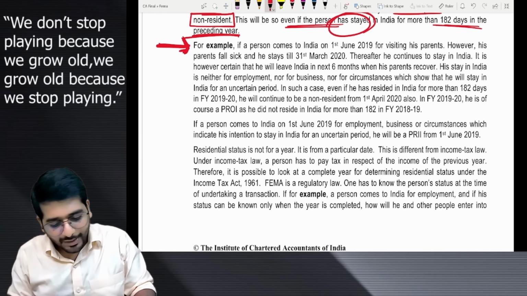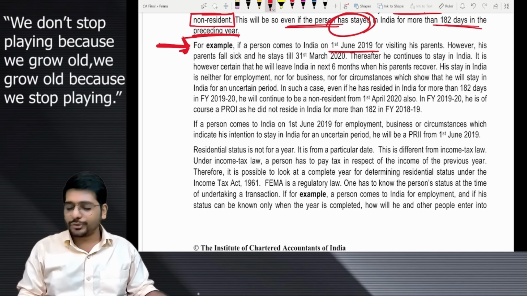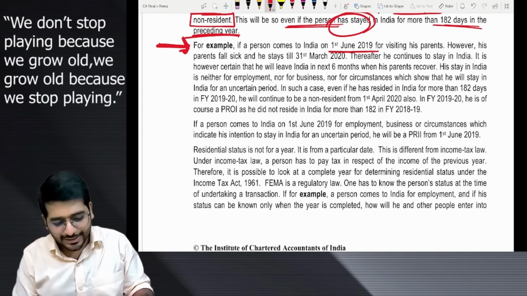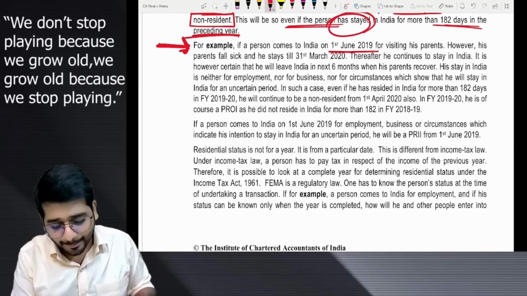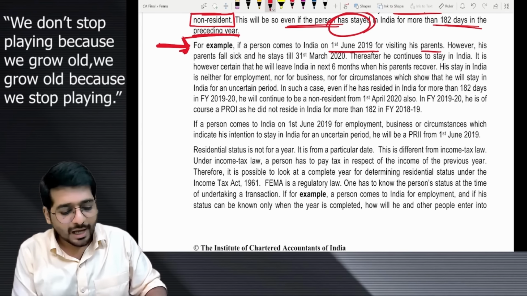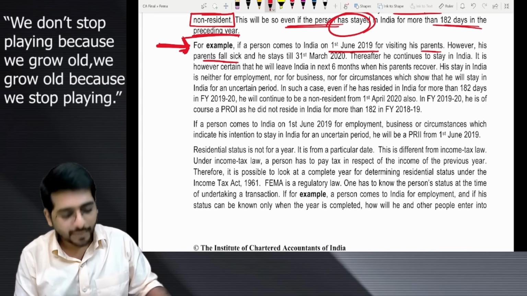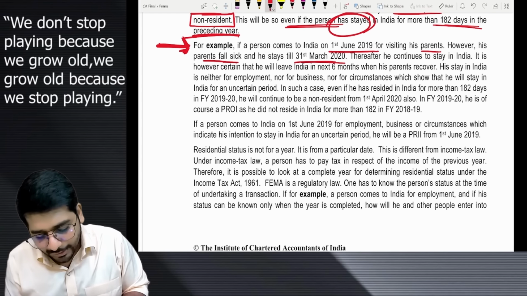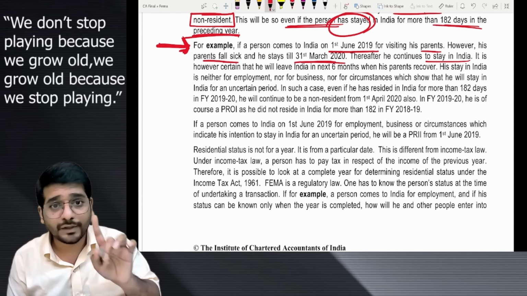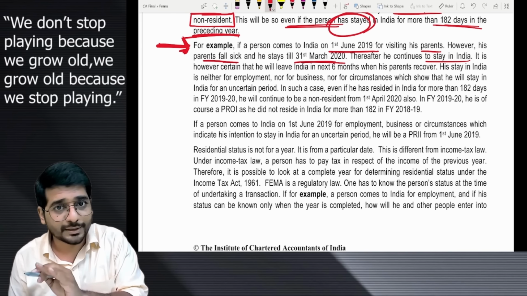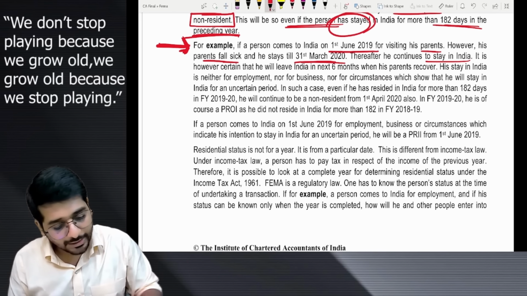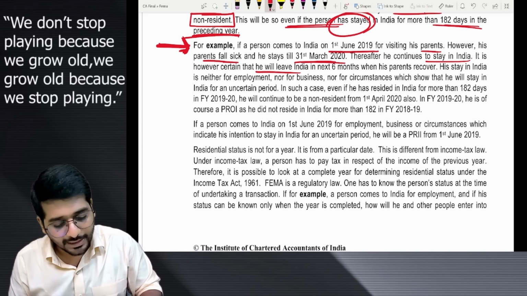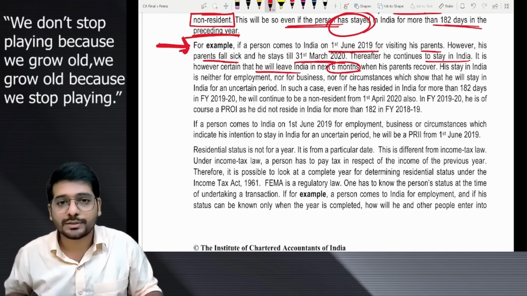What is the question? If a person comes to India on 1st June 2019, read the RTP question. I am reading from the study material. Compare it. Visit his parents. However, parents are sick and he stays in India till 31st March 2020. Thereafter, he continues to stay in India after 31st March 2020 for some time. It is, however, certain that he will leave India in the next 6 months.